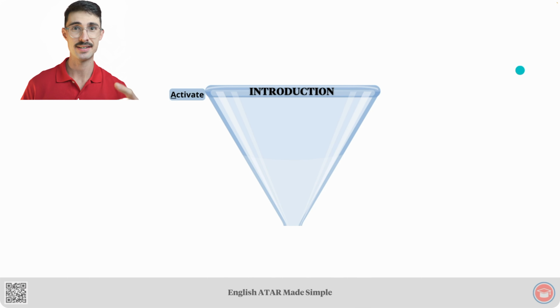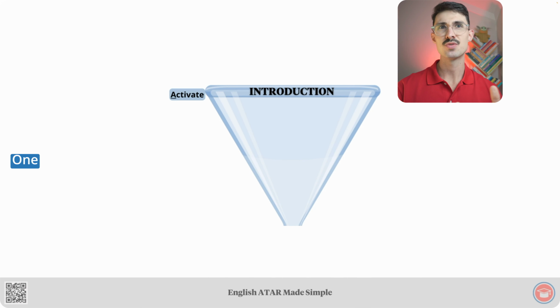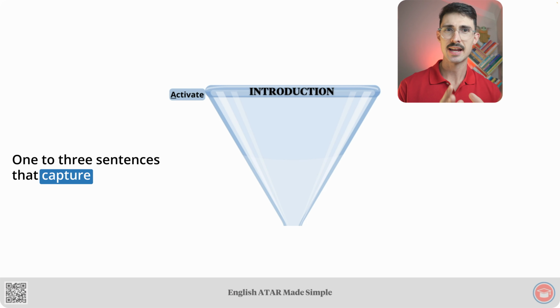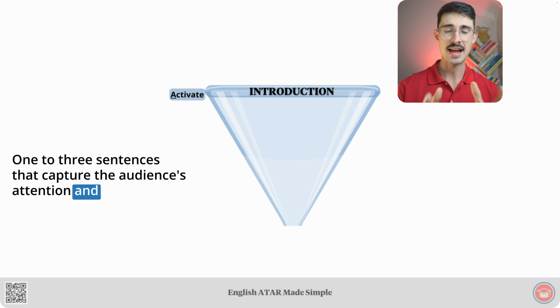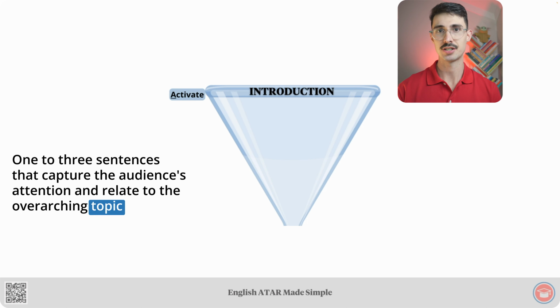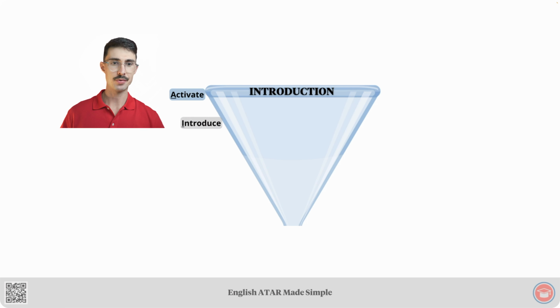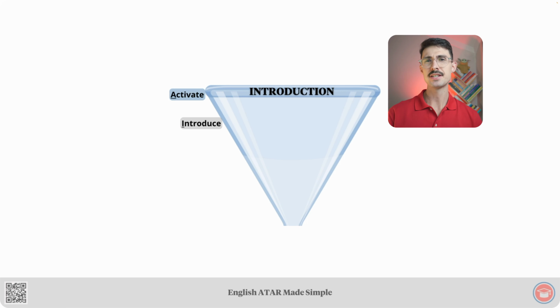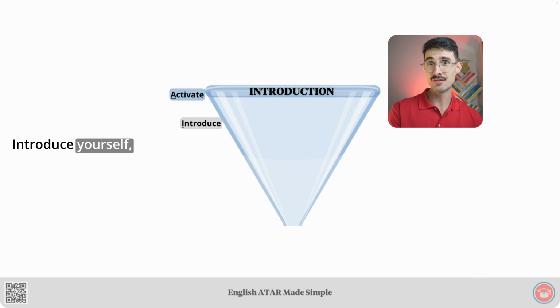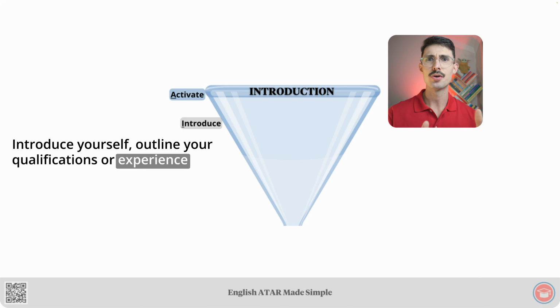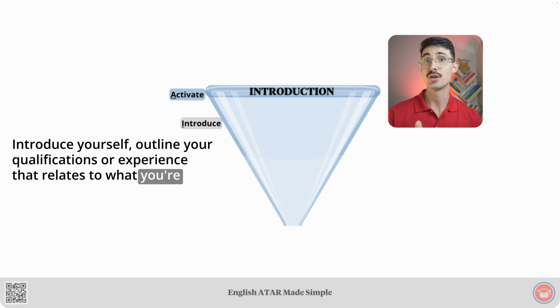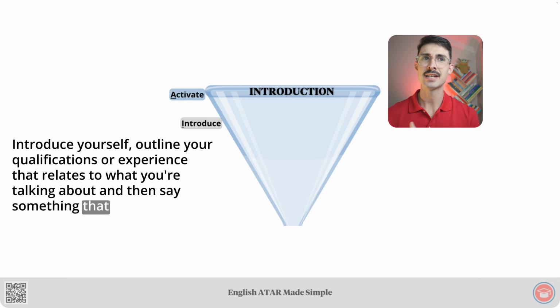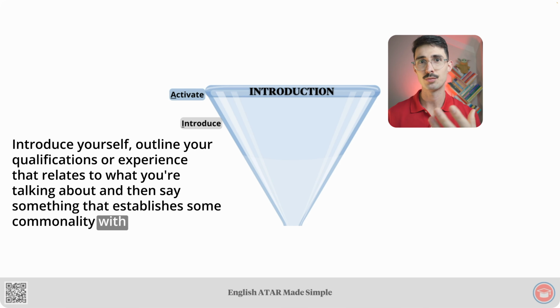The first element is the activate. This element is 1 to 3 sentences that capture the audience's attention and relate to the overarching topic of your speech. Next up, we've got the introduce element. This is where you should introduce yourself, outline your qualifications or experience that relates to what you're talking about, and then say something that establishes some commonality with the audience.